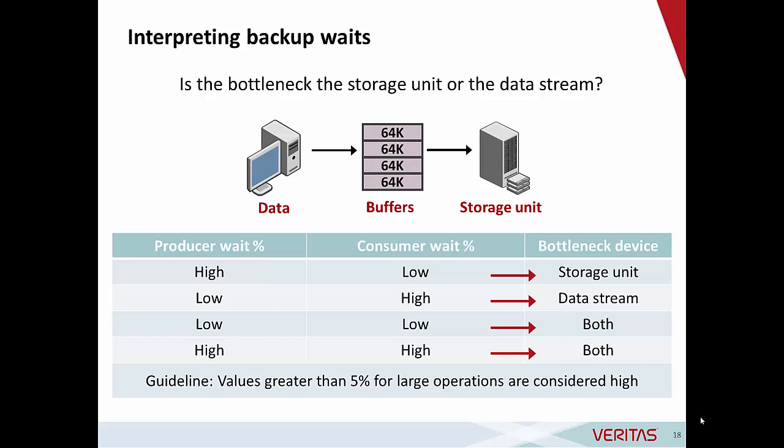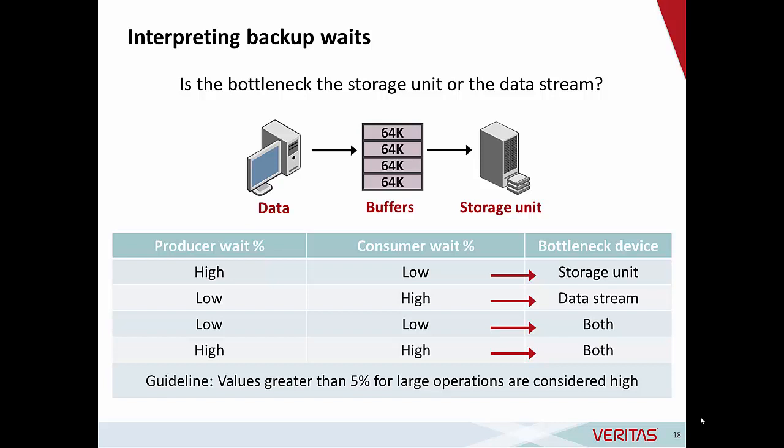If the reverse is true, the producer does not have a lot of waits, 0 or a small percentage, but lots of waits on the consumer side, the media server is spending a lot of time sitting around waiting for more data to come in. Data stream is my problem. In other words, the client system itself or the network between the client system and the media server. I have to look at both. Both are likely causes there.